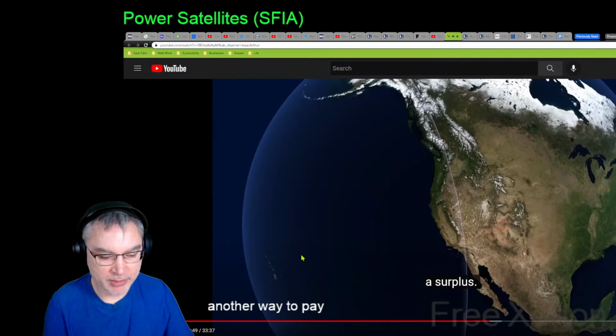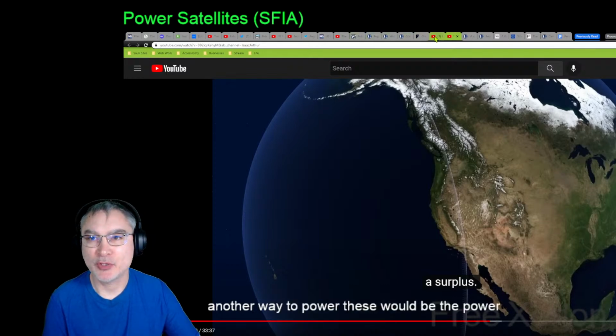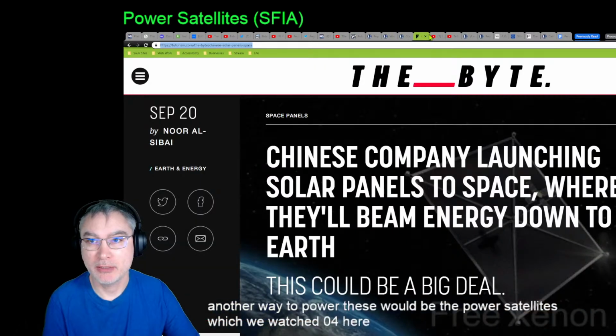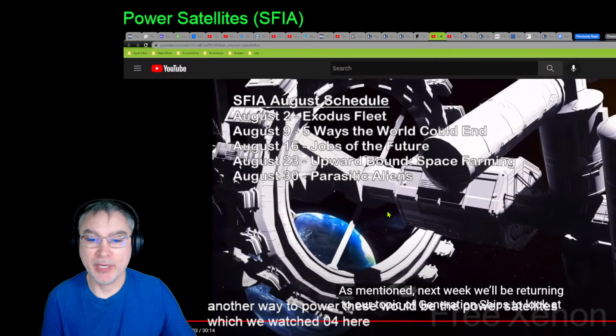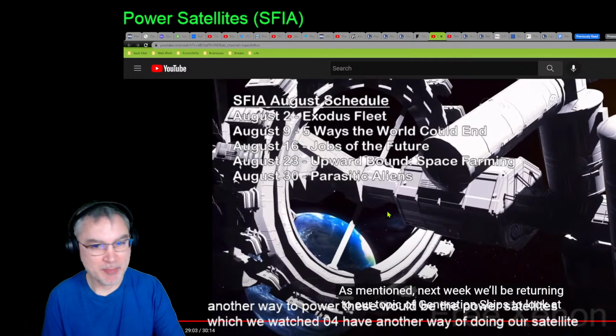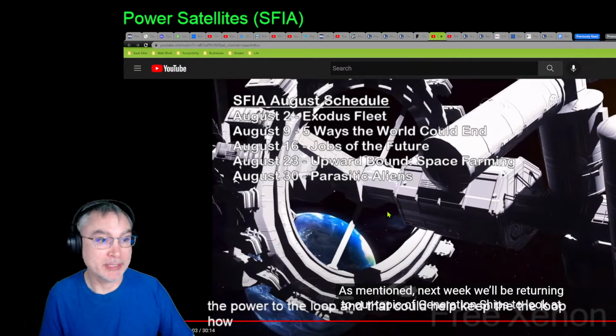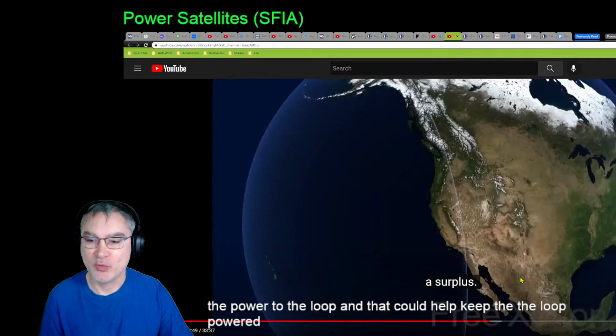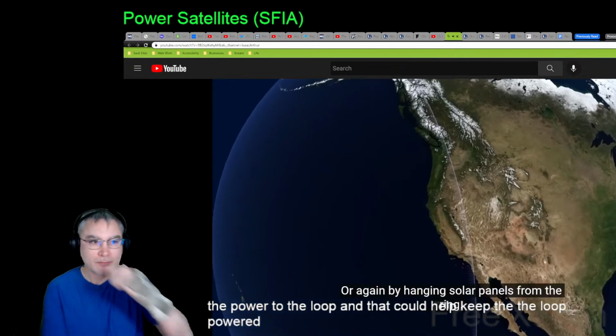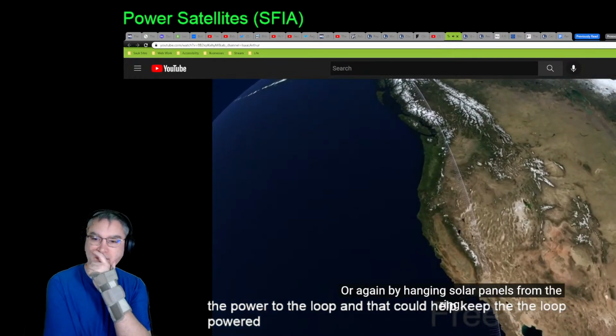Another way to power these would be the power satellites, which we looked at over here. That'd be another way of doing it. Have a power satellite in space, then beam the power to the loop, and that can help keep the loop powered. Or again, by hanging solar panels from the ring.